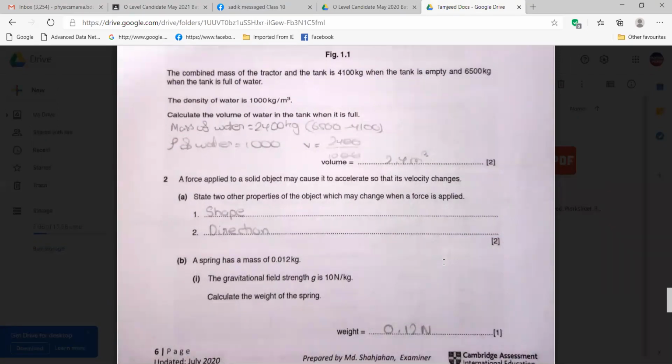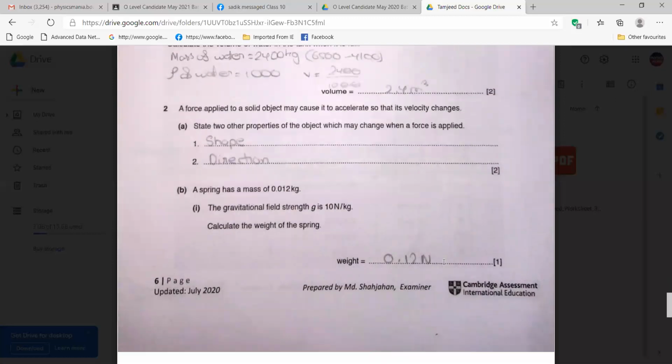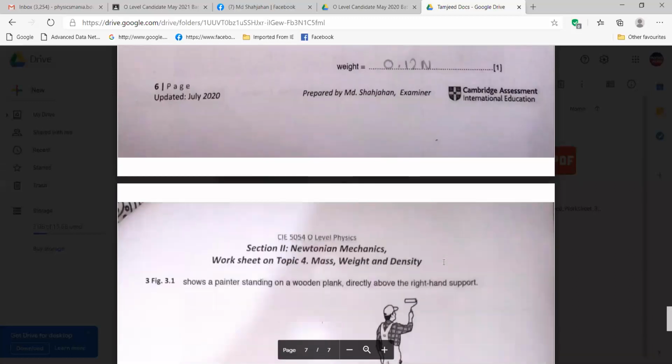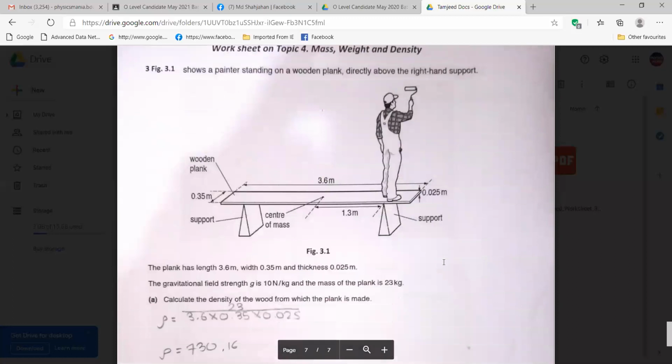A force applied to a solid object may cause it to accelerate so that its velocity changes. State two other properties of the object which may change when a force is applied. Yeah, fine. Shape and direction. Continue. A spring has a mass of 0.012 kg. The gravitational field strength G is 10 Newton per kg. Calculate the weight. So W equals mg, yeah, it's 10G. Fine. Continue.